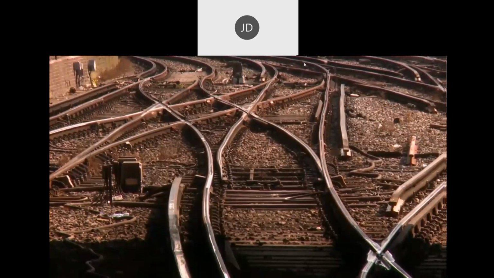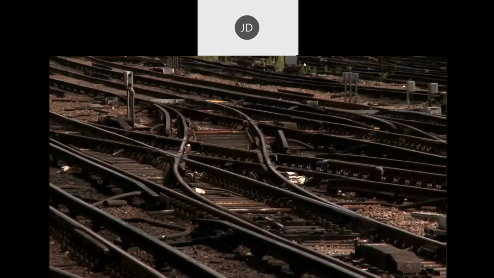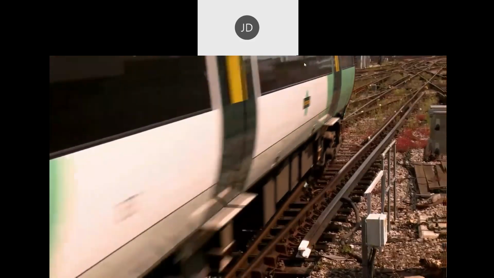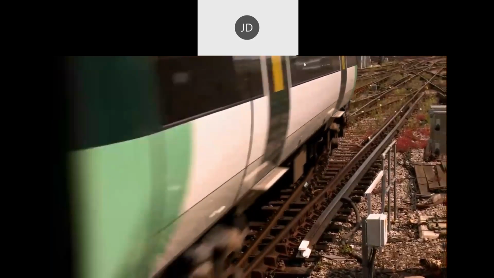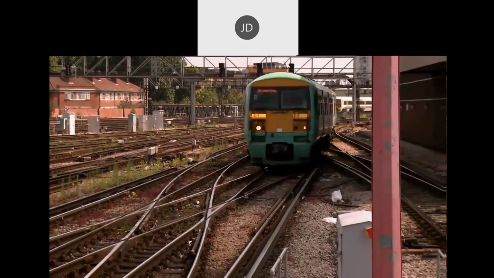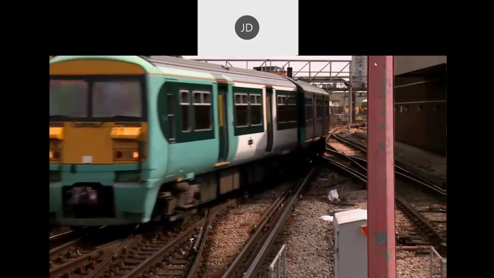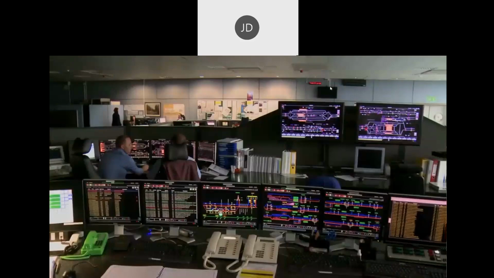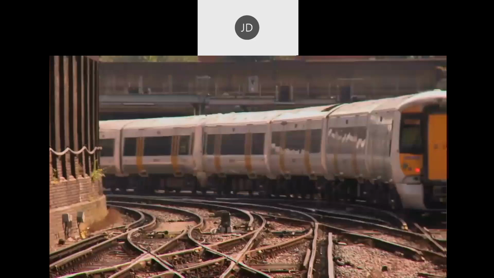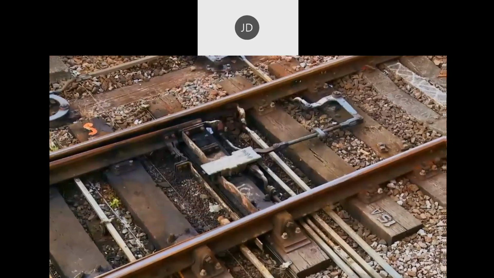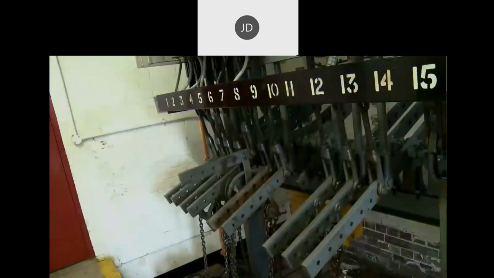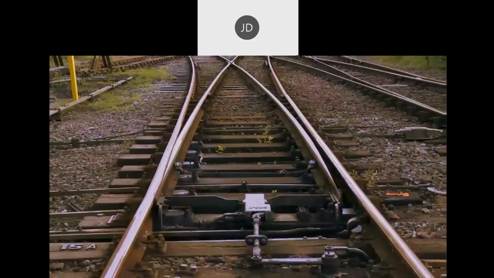This is a switch, also known as a point. It's the moving part of the switch and crossing layout, and is made up of two long blades which can move across to guide the train one way or another. This is the switch rail, and this is called the toe. This is called the stock rail. It's a non-moving part of the switch.